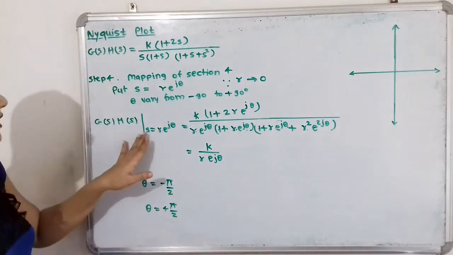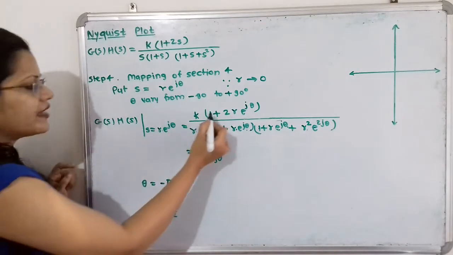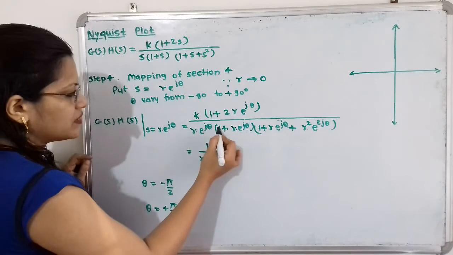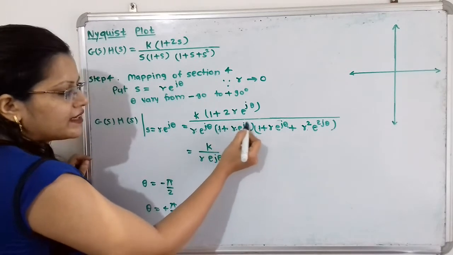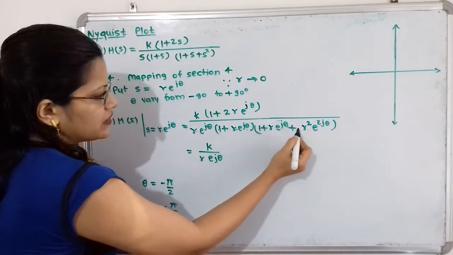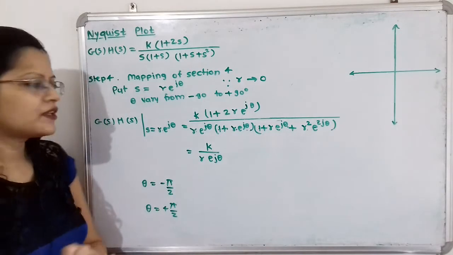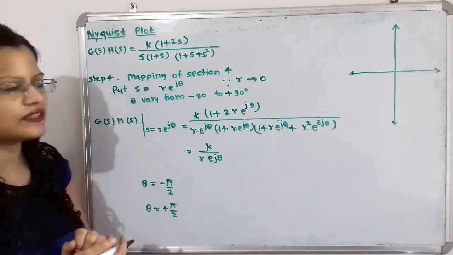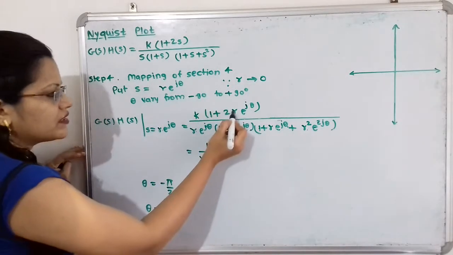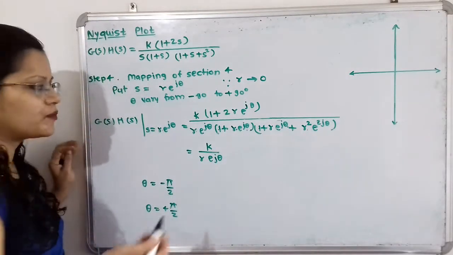Now when we put s equal to r e raised to jθ, then this is the equation: k times 1 plus 2 r e raised to jθ divided by r e raised to jθ in the bracket 1 plus r e raised to jθ, plus in the second bracket 1 plus r e raised to jθ plus r square e raised to 2jθ. Now we have to simplify this. So when we take r equal to 0 because r tends to 0, then this whole term will become 0, this term will become 0, and this term will also become 0.